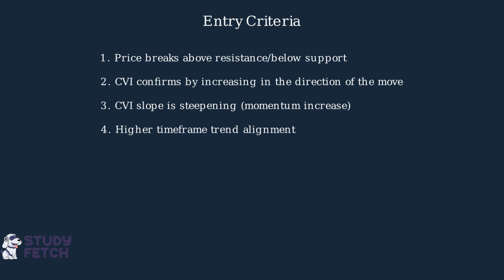When looking to enter a trade based on CVI, we need several conditions to align. First, look for price breaking a key level. Next, ensure the CVI confirms by increasing in the direction of the breakout. The slope of the CVI should also be steepening, indicating growing momentum. In a bullish scenario, we enter when price breaks resistance with CVI trending upward. For bearish trades, we look for price breaking below support with CVI trending downward.